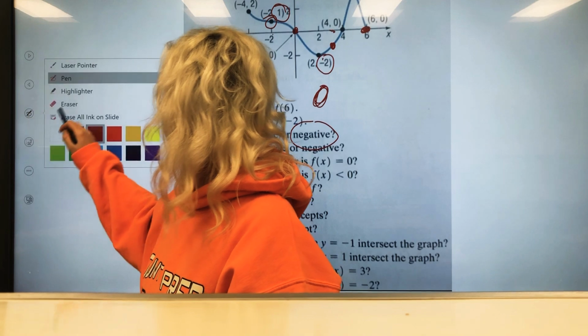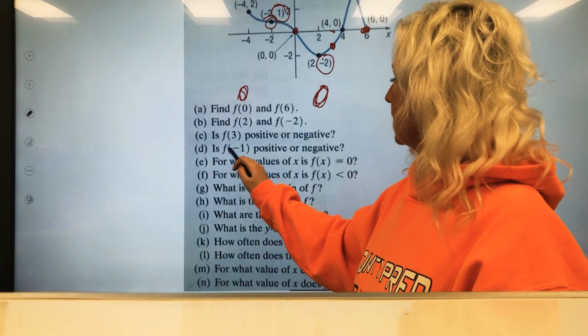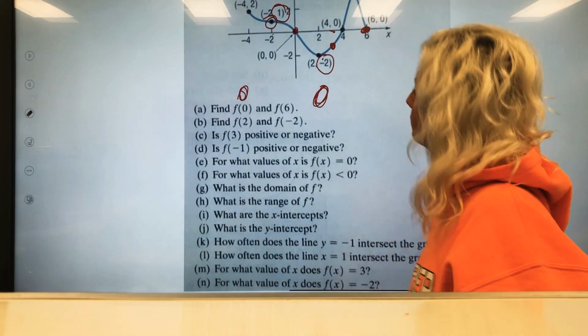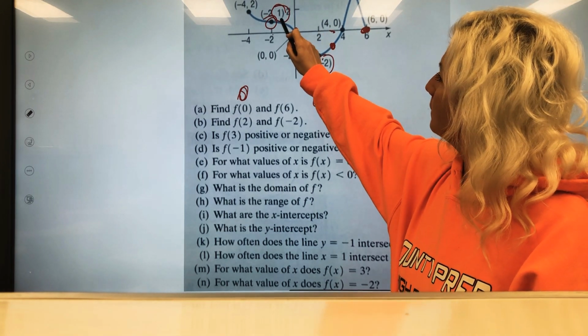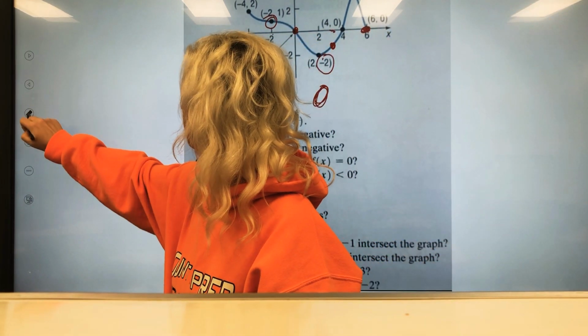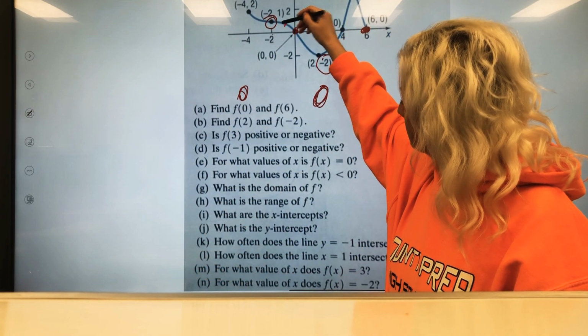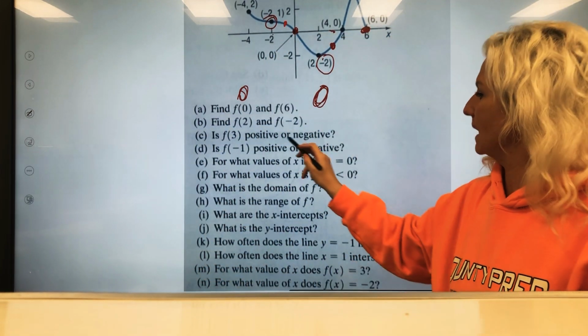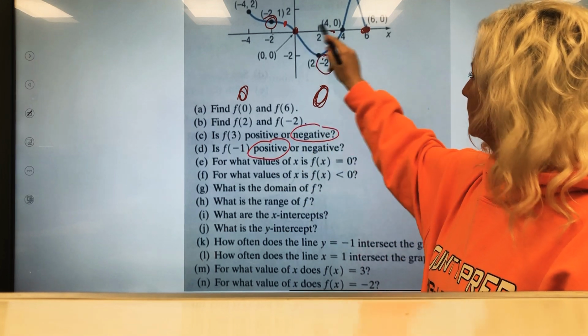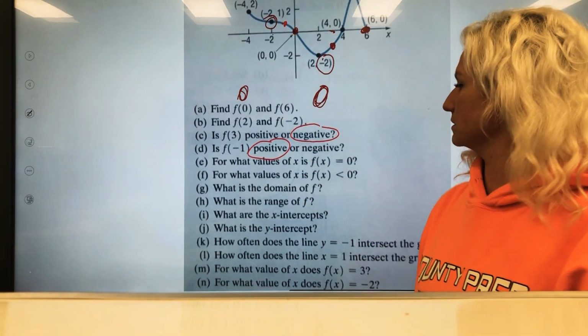Part D. Let me erase some of this out here. Is f of negative 1 positive or negative? Well, when x is negative 1, my function is up here. Negative 1, my function is here, so that means it is positive. So this one, f of 3 is negative. Down here, f of negative 1 is positive.